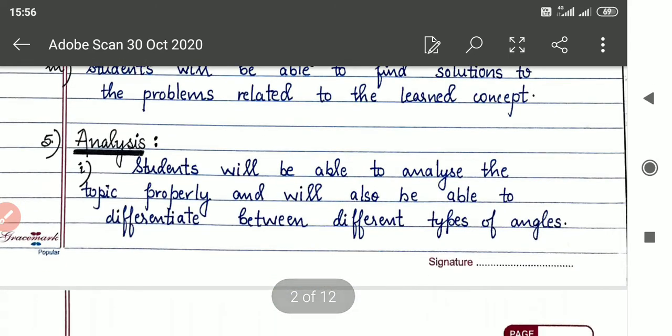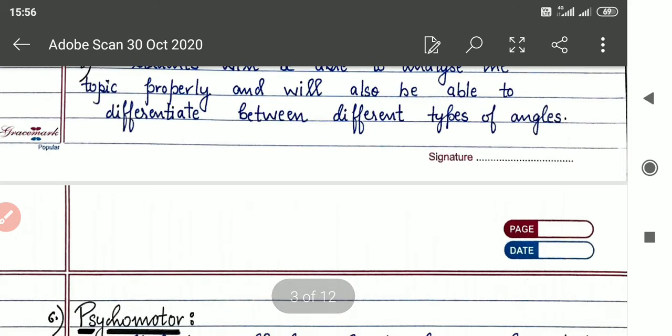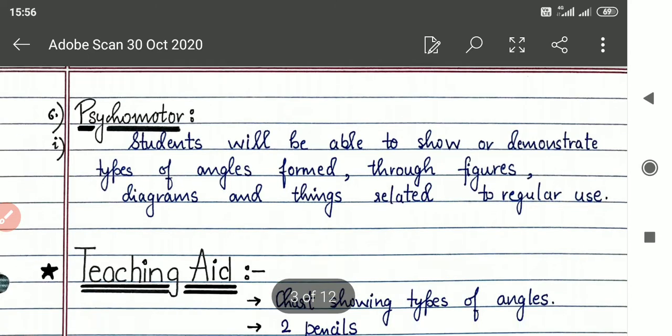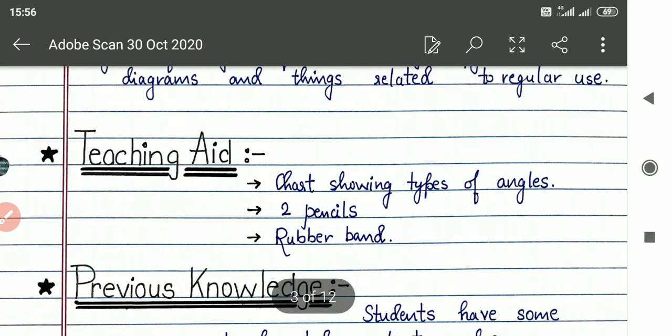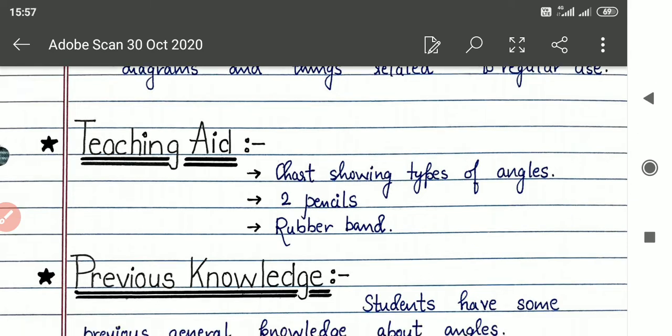Then another domain is analysis, where the students will be able to analyze between the different types of angles. And the last specific objective taken is the psychomotor objective. Psychomotor relates to hand or skills, we can say. So the student will be able to draw figures of different types of angles. Then there is teaching aid. Whatever teaching aid the pupil teacher will take into class is to be mentioned under this heading.